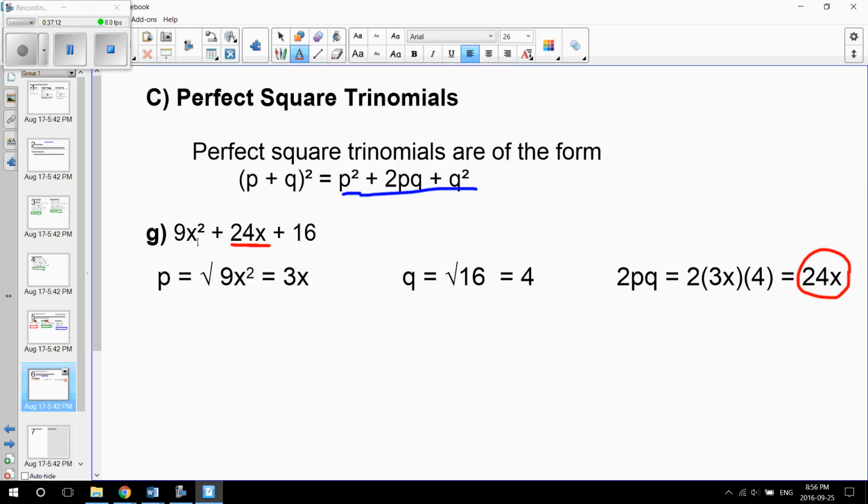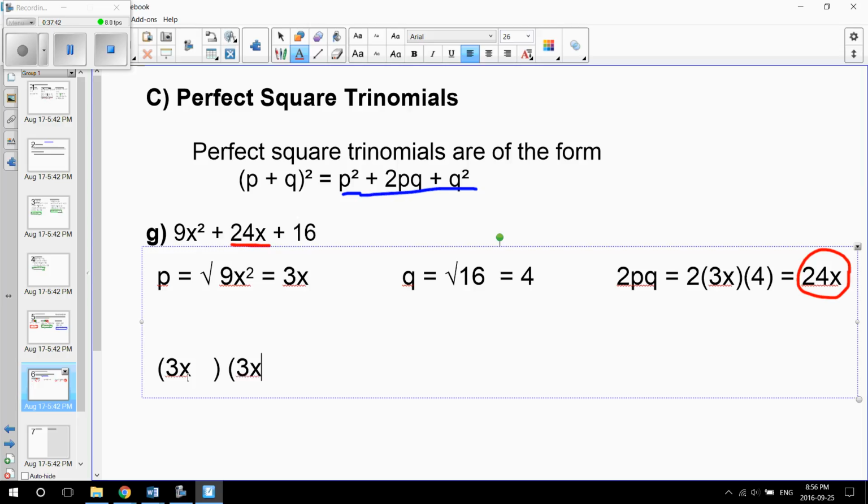That we start off with our p squared, then we have our 2pq, which we saw was just 24x, and q squared, which is 16. So because it meets all our conditions, we can use this perfect square case. And all we do with this one is follow our formula here again. So we start off with p at the beginning, so that gives us our 3x. And that again is going to be in both of our brackets.